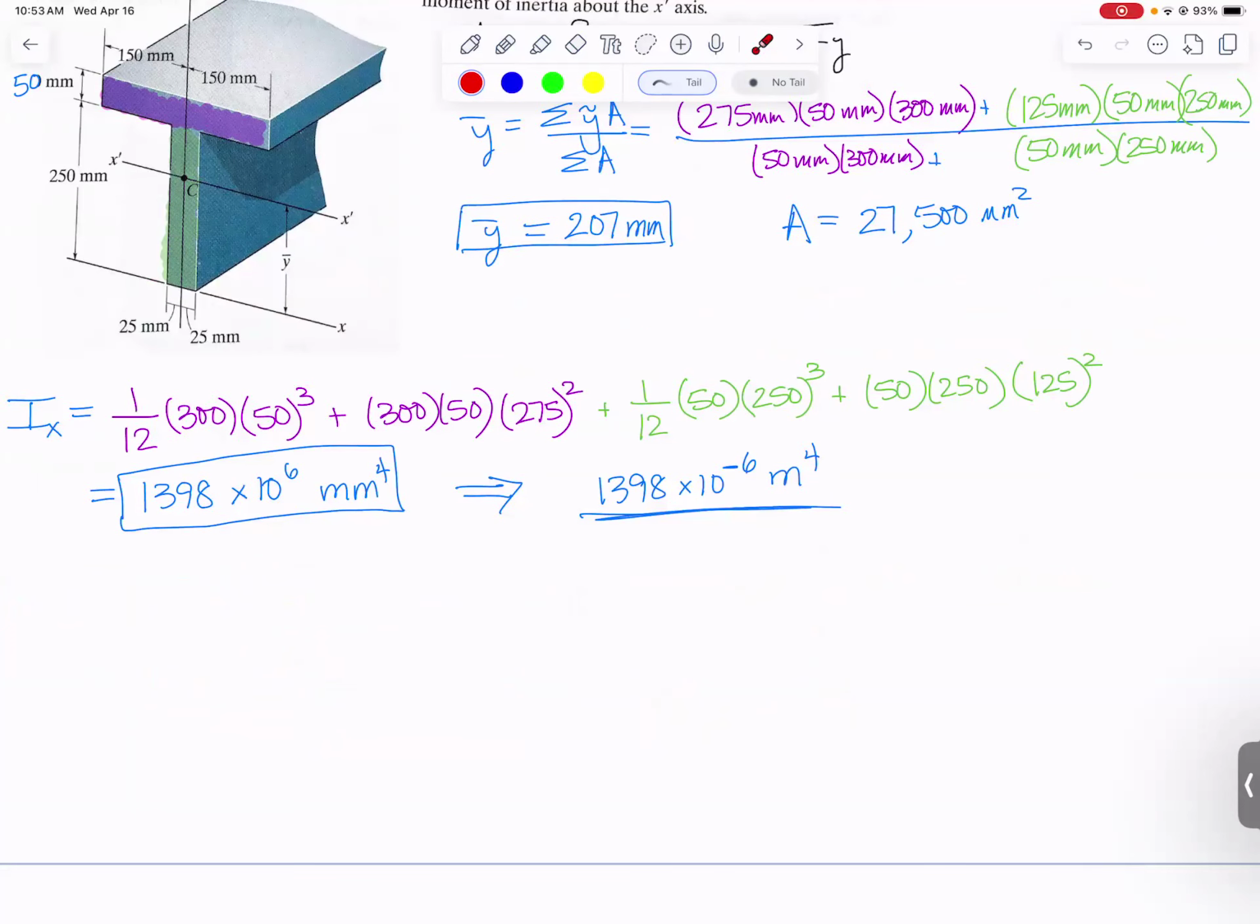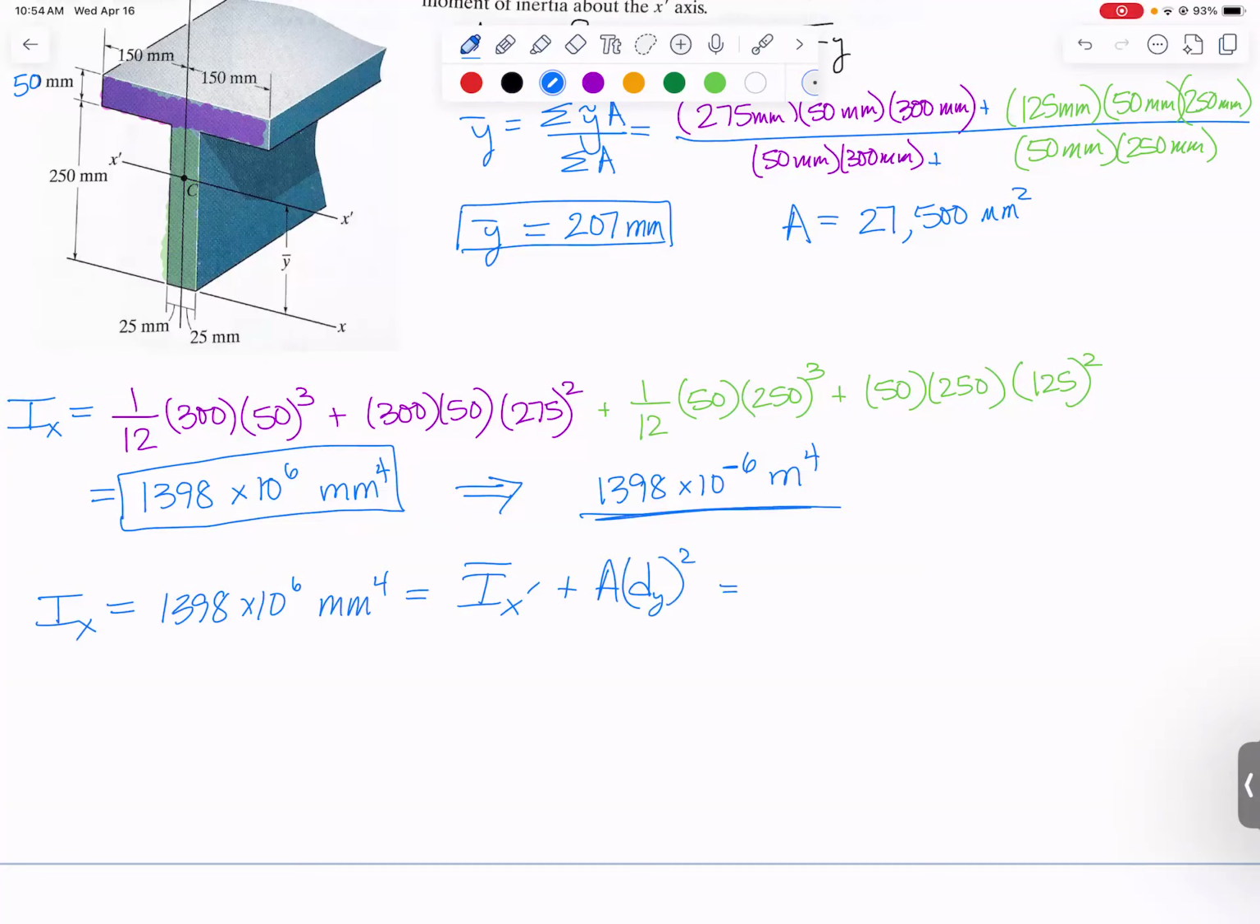We've got Ix. We need to find I bar x prime. And should we do it both ways again so that you believe me that it works both ways? Let's do it the fast way this time. So using the parallel axis theorem, we know that Ix that we just found, that's our 1398 times 10 to the 6th millimeters to the 4th, is equal to I bar x prime plus the whole area times the distance in the y direction squared.